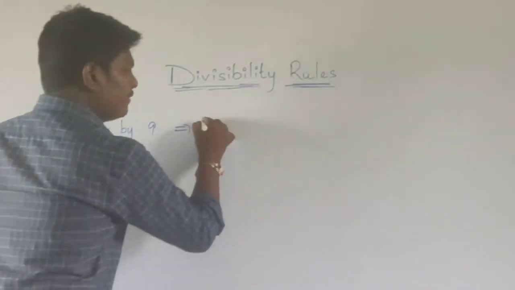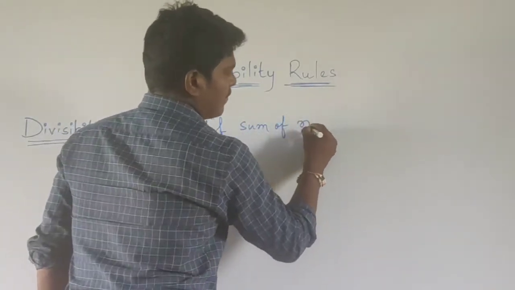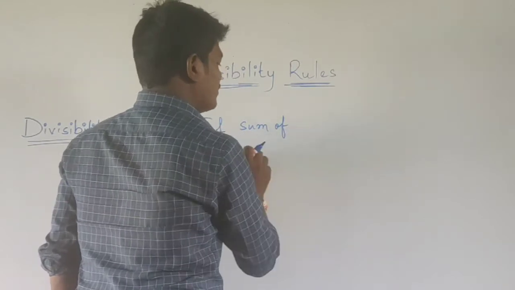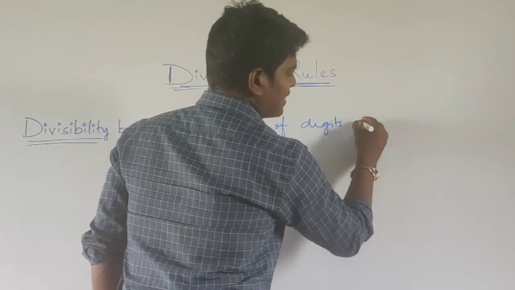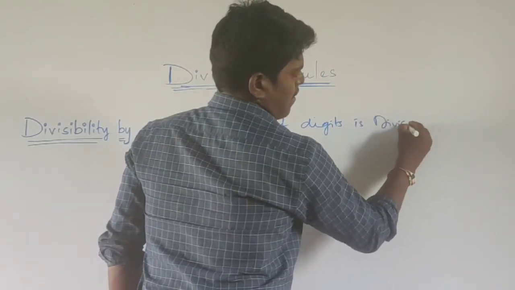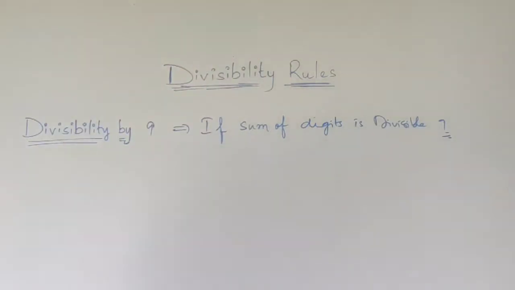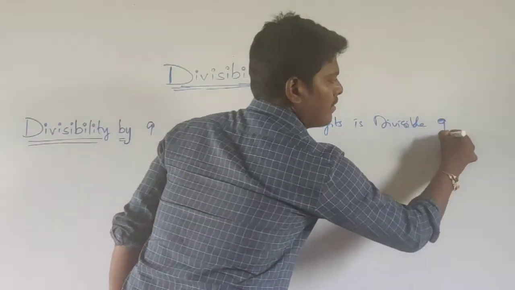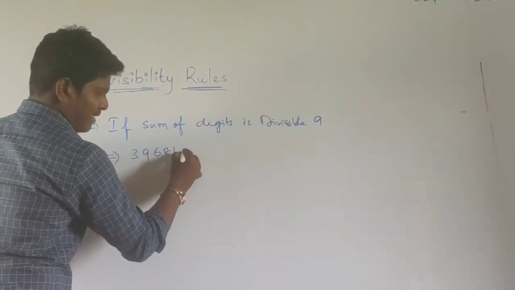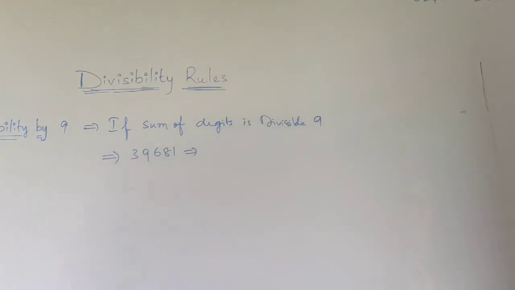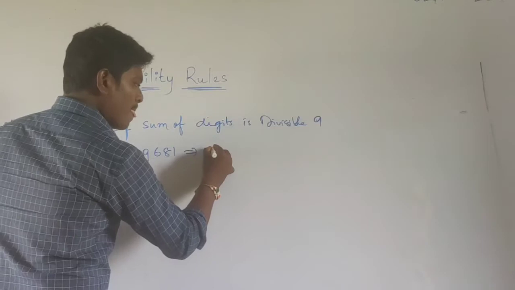Divisibility by 9. If the sum of the digits is divisible by 9, then the given number is also divisible by 9. For example, 39,681. What we have to do here is add all the digits first.